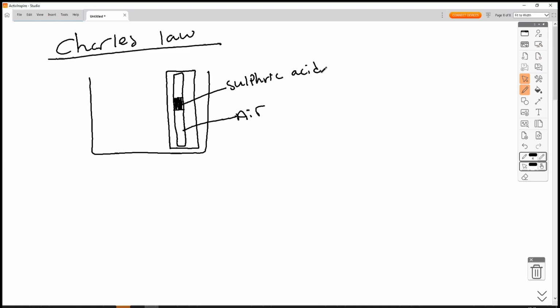So in this case, the pressure remains constant because the sulfuric acid is on top of that column of air. If the air's temperature increases, then its volume will change.